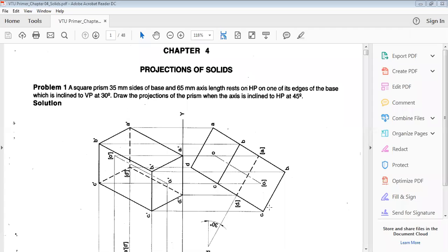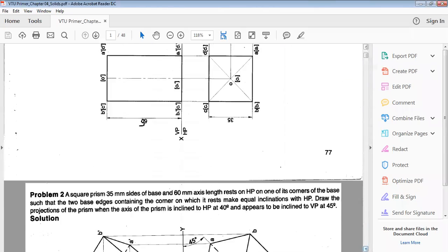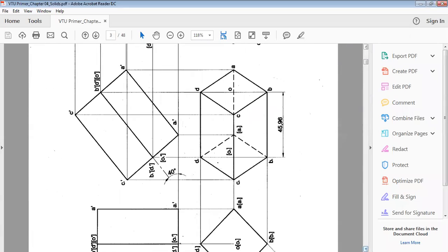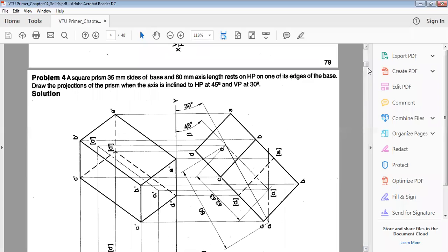Okay, so friends, we'll solve one more problem of the solids. I think problem number one we have covered so far. So we'll just go through one more problem of different lamina. Let us just go and we'll see.